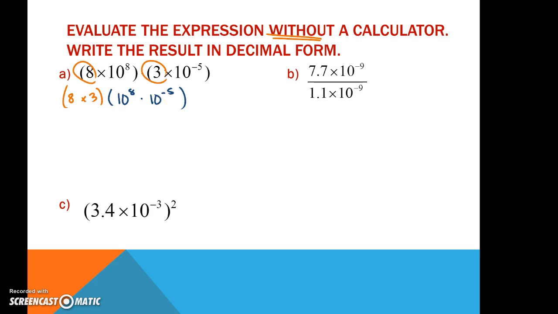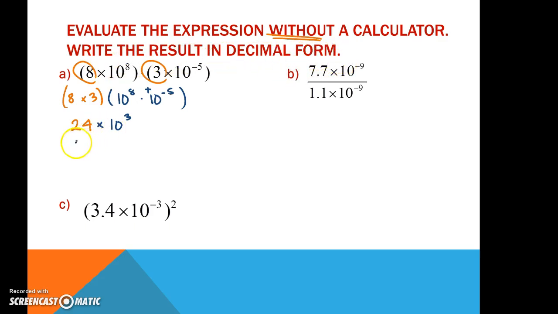That's great because I know that 8 times 3 is 24, not a problem for me there. Times, and then I'm multiplying and they have the same base. So if I'm multiplying and they have the same base, I'm going to add the exponents. So 8 plus negative 5, that's 10 cubed. That's great. Write the answer in decimal form.